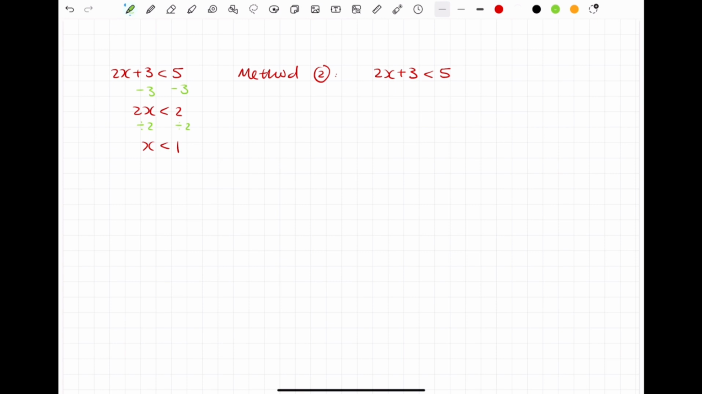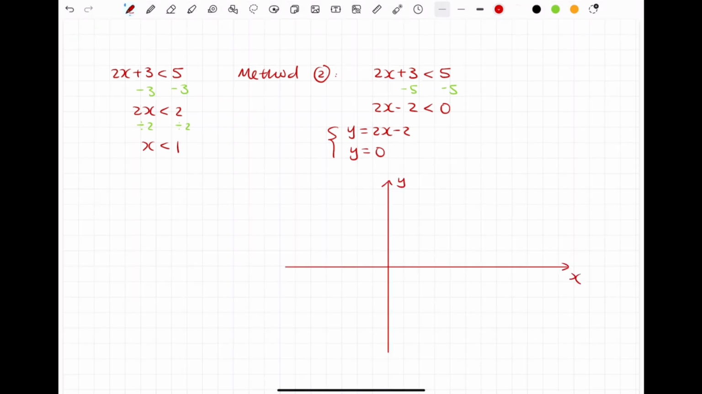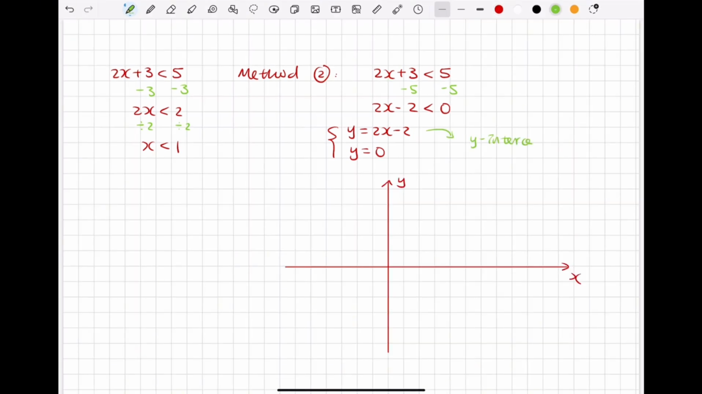So what we can do to this inequality is subtract 5 on both sides to get 2x take away 2 smaller than 0. And similarly, we can also see this as a simultaneous equation. y is 2x take away 2 and also y is 0. So first we want to sketch the straight line. The y-intercept of this line is negative 2 and the x-intercept is when y equals 0, x is 1. So we can get ourselves a sketch.